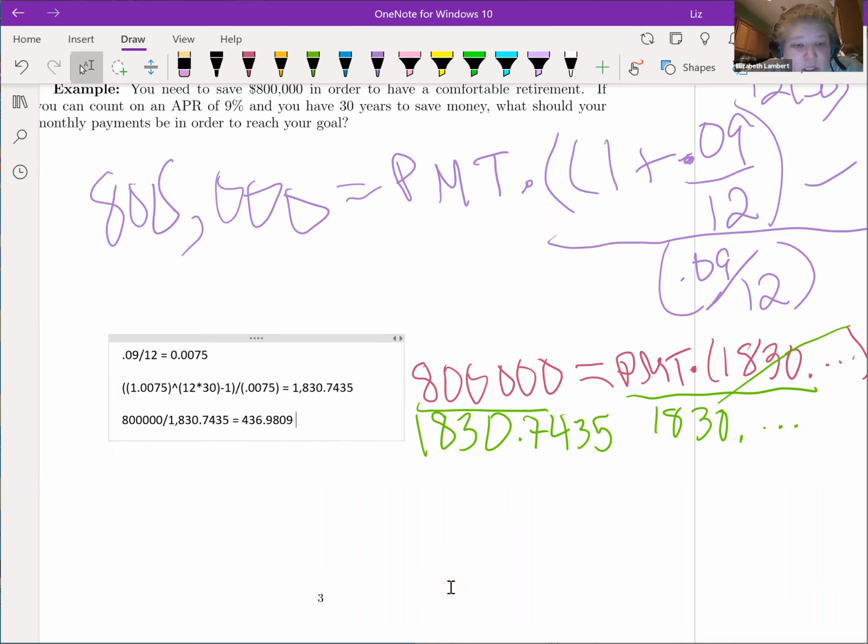So $436.98. So we could call it that. It's 2 cents off from 437. So it wouldn't be a bad idea to round it up just to be sure. But I'd take 436.98, I'd take 437. I might even take 440 if you made an argument for it.